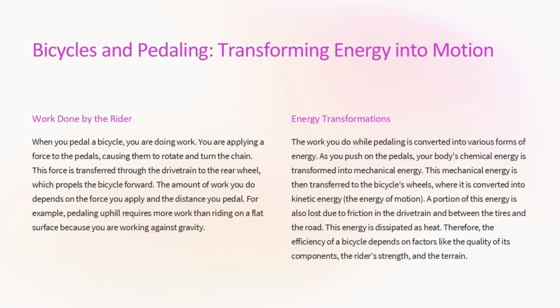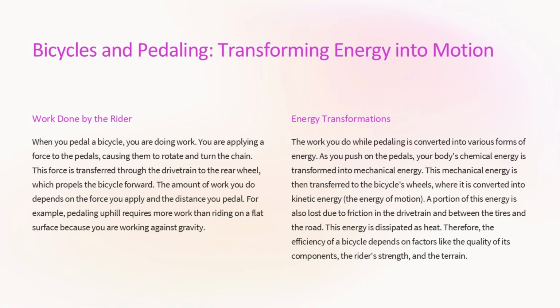Bicycles are a great example of how we can transform energy into motion. When we pedal a bicycle, we're applying a force to the pedals, causing them to rotate and turn the chain. This force is then transferred through the drivetrain to the rear wheel, propelling the bicycle forward. The amount of work we do depends on the force we apply and the distance we pedal. For example, pedaling uphill requires more work than riding on a flat surface.